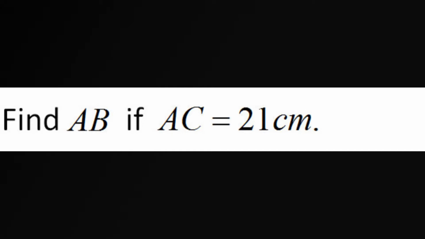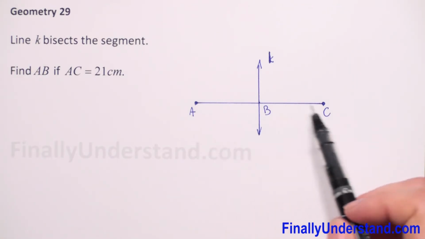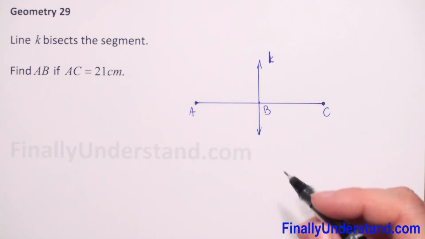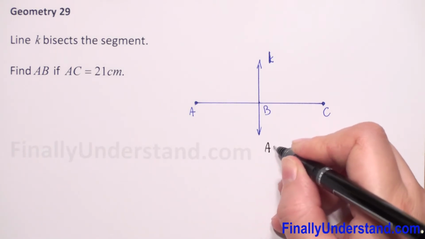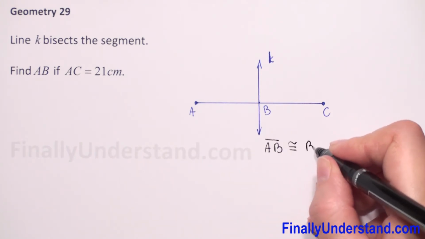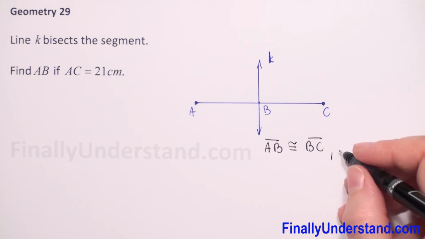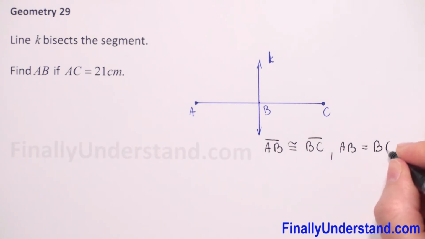We have given that line K bisects the segment. It means that our segment is divided into two equal segments. So we can write now that segment AB is congruent to segment BC. It means that the length of AB is equal to the length of BC.